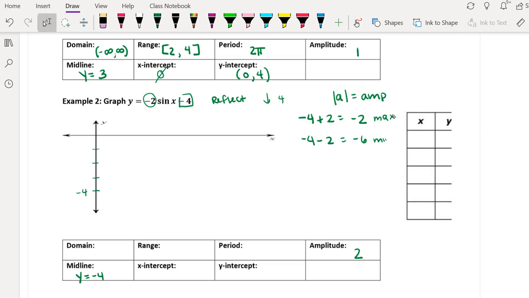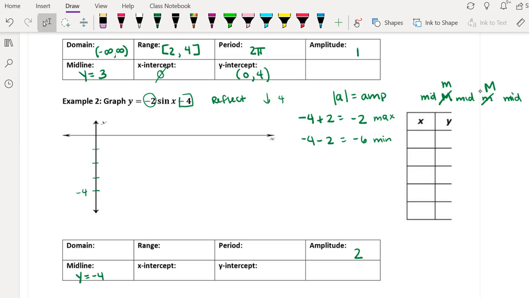And this is my min. Okay, so if I have sine, which goes from a midline to a max, then to a mid, then to a min, and then to a mid, and then back to a mid. Here we go. But I'm reflecting, so I actually need to switch these and the order in which I'm doing it.